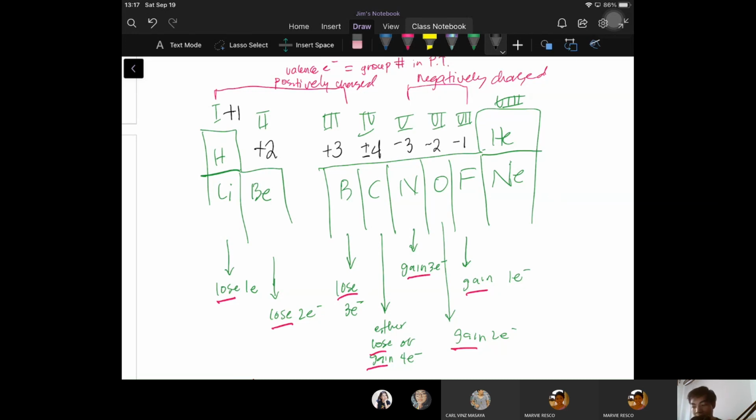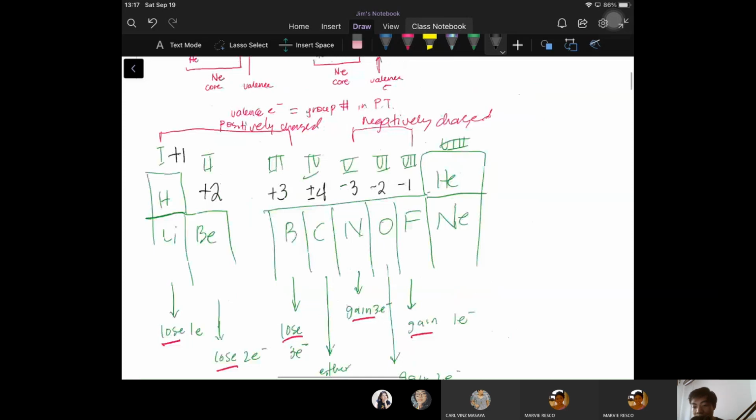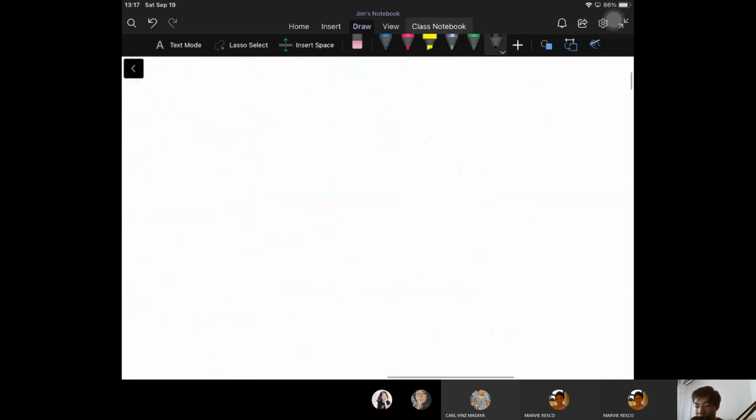So yan yung concept ng stability, no? So ano yung concept ng stability? Our atoms, depending on the group number, will lose or gain electrons, no? As they lose and they gain electrons, they imitate the noble gas configuration kasi, no? Okay, so ganun lang kasimple yung idea. So that's why meron tayong ions, no? So by losing or gaining electrons, we create ions, no? Okay, so yun yung idea lang.